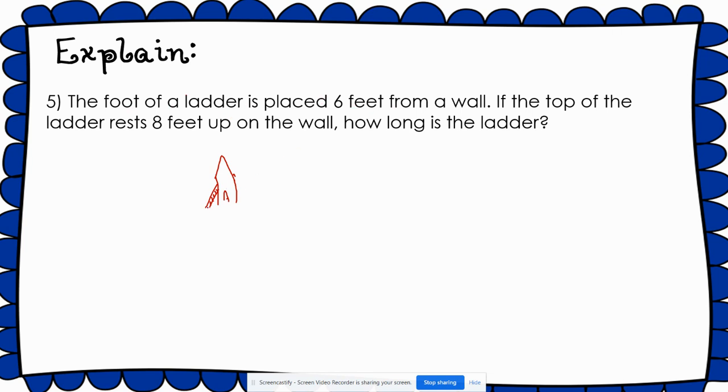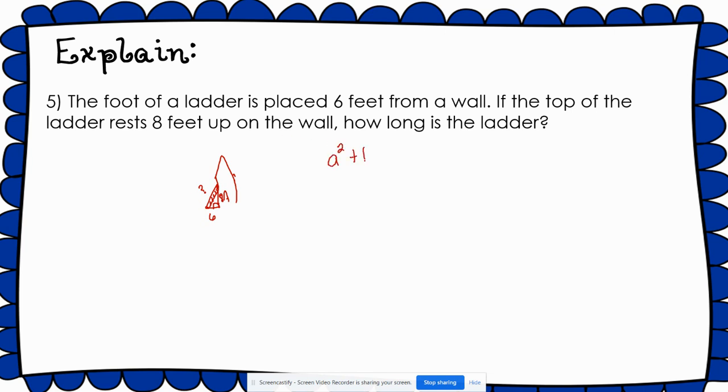Well, the foot of the ladder is the bottom of the ladder, so it's placed 6 feet from the wall, which means that's what this measurement is. Then the top of the ladder, so here's the top, rests 8 feet up on the wall. So that's this measurement. So that means we're looking for how long is the ladder, which is this part right here. Well, again, this would be your hypotenuse that you would be looking for.